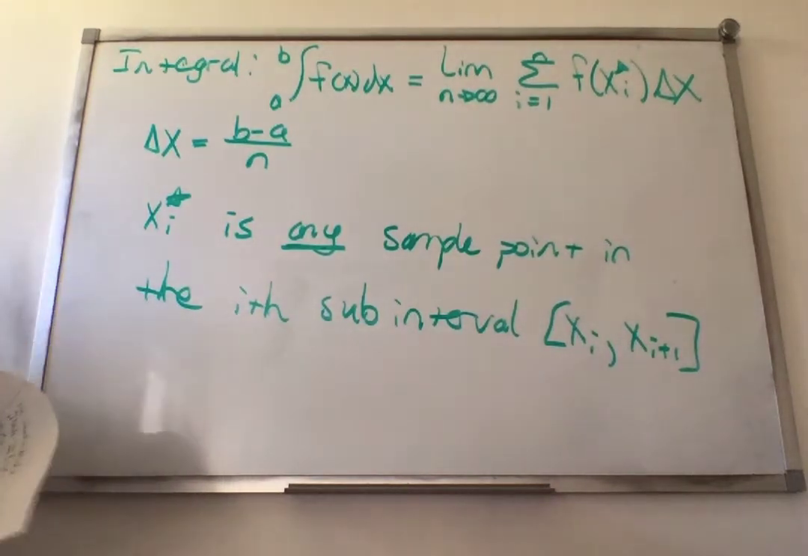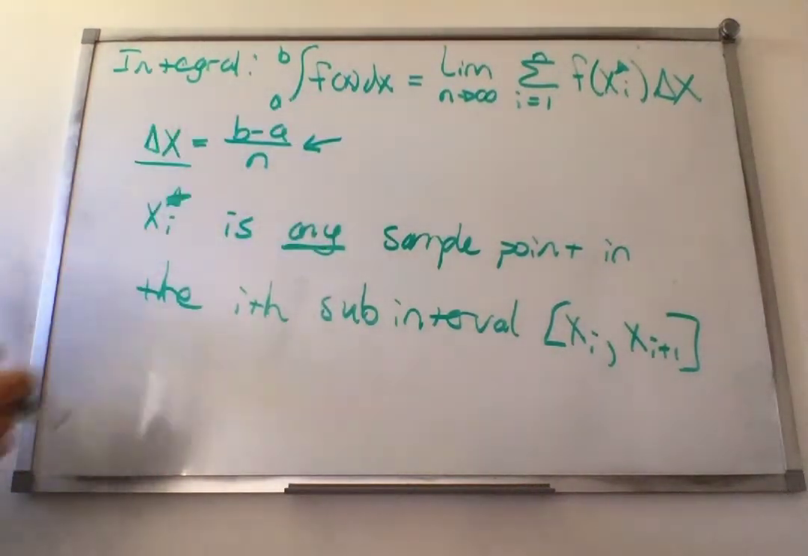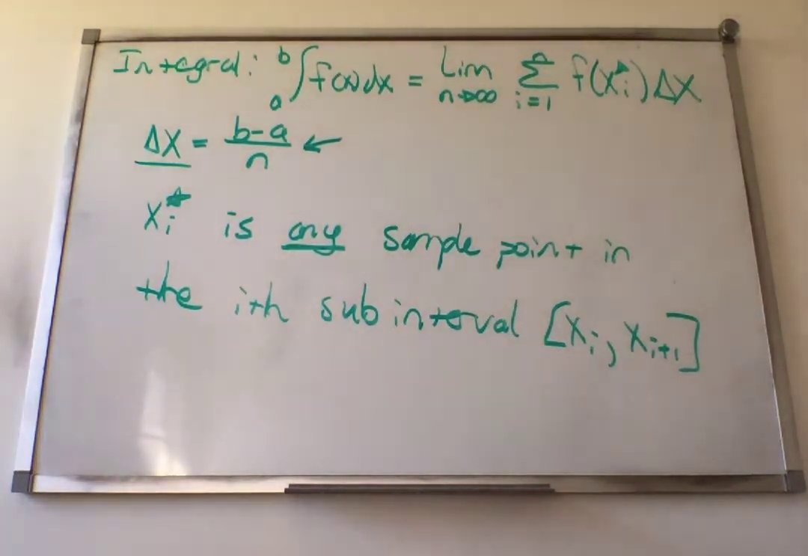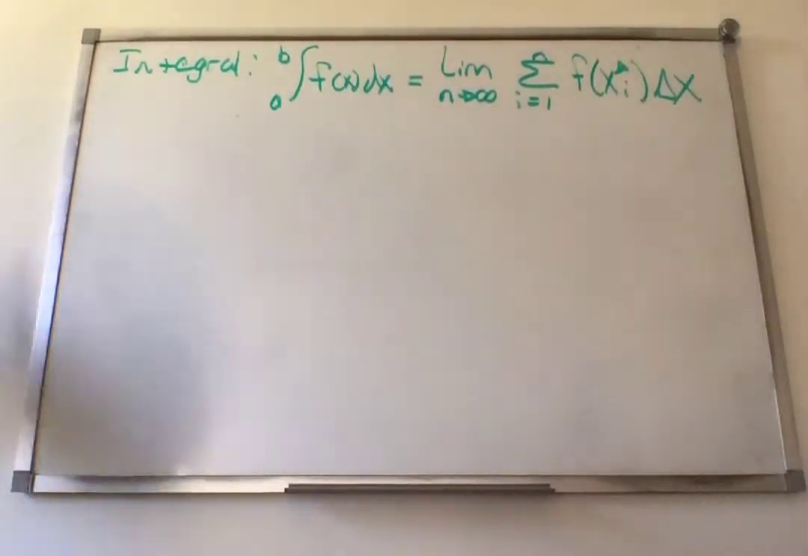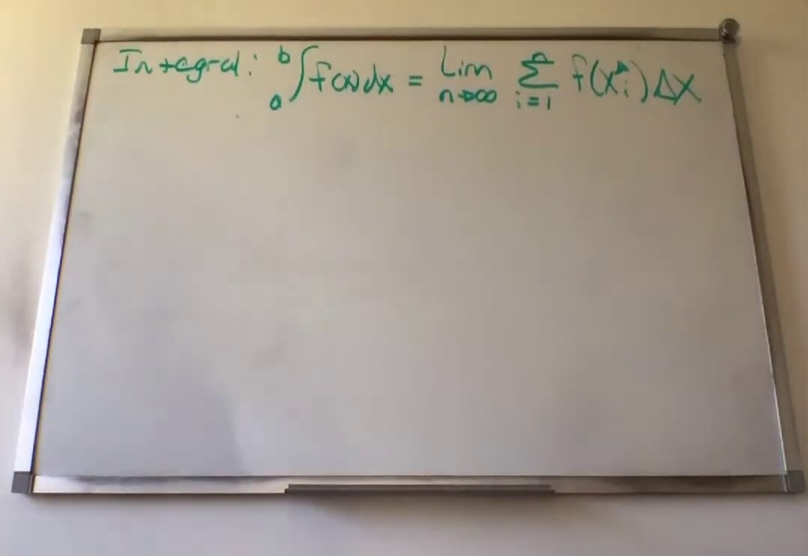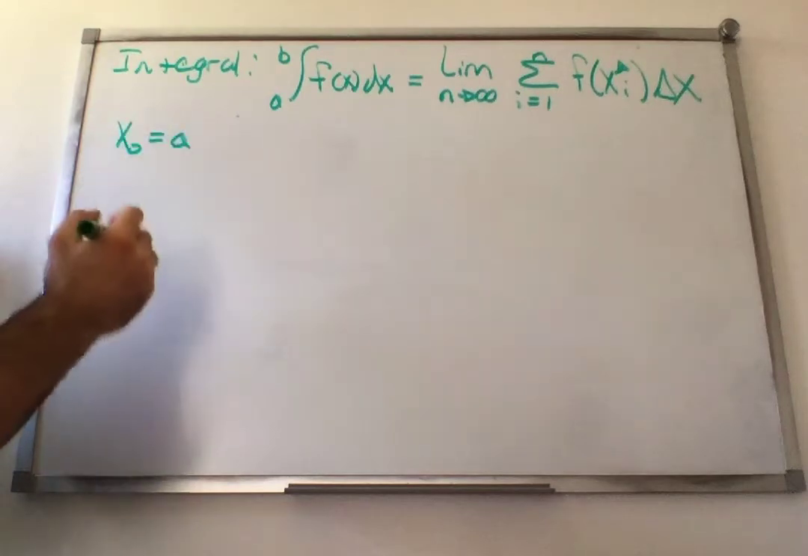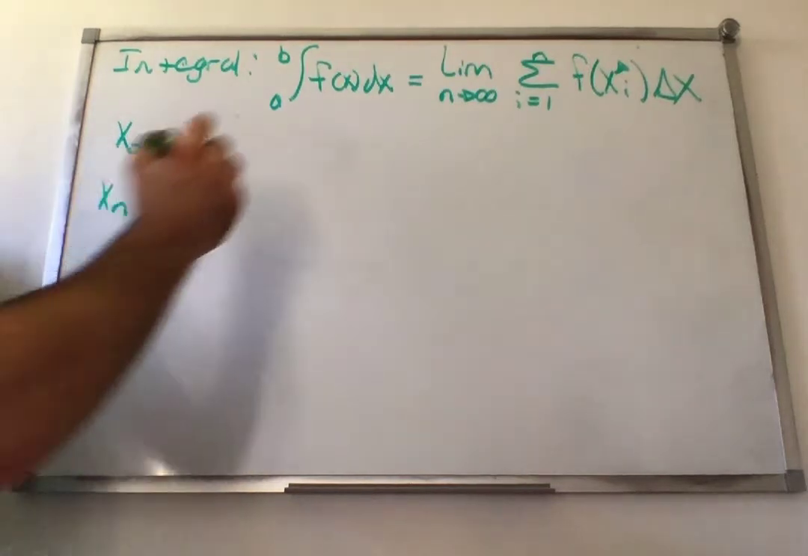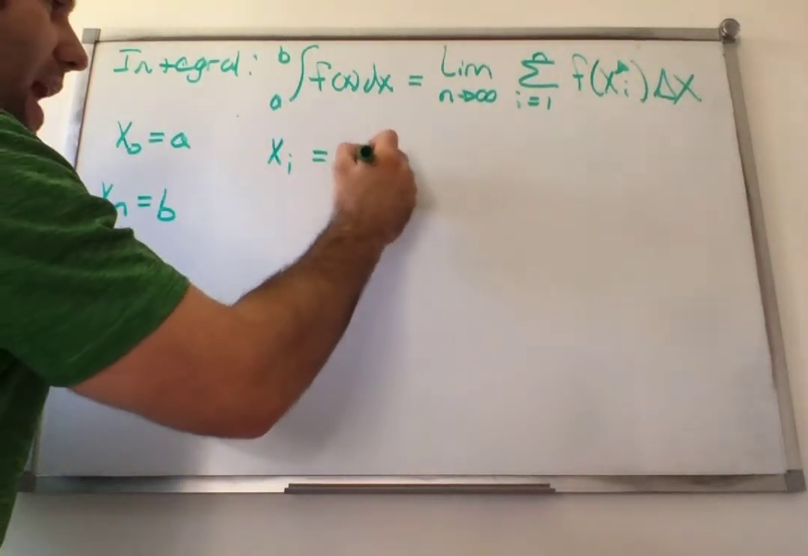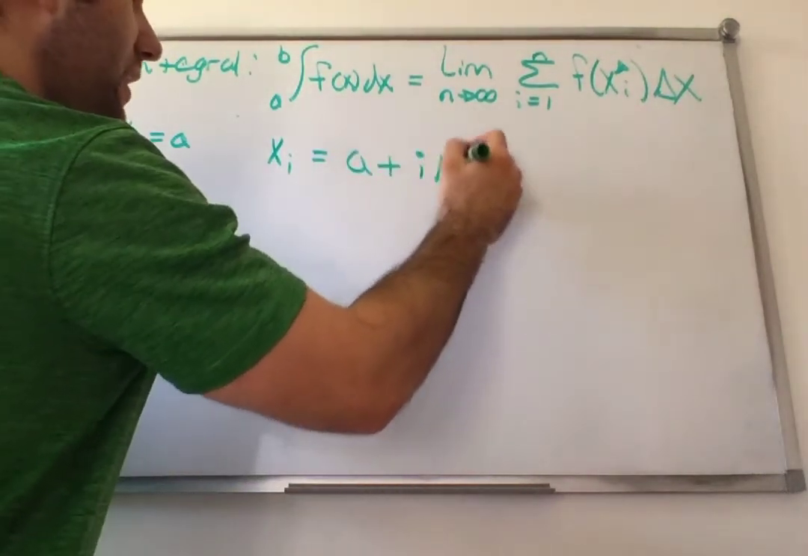Now, what we're going to do is rewrite this delta x right there. I need a little bit of room. Now recall what we started with when we did this definition. We said x0 was equal to a, xn was equal to b. Now, to get each x i, that was a plus i times delta x.